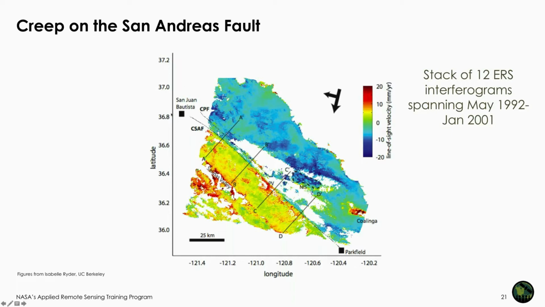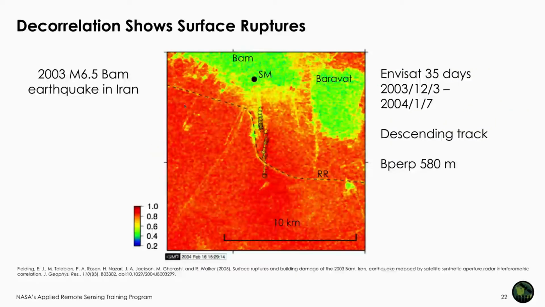You can go to this town of San Juan Bautista and see the places where the fault is pulled apart sidewalks and curbs and buildings due to this ongoing creep. But with the InSAR, we can actually measure it over a large area. As I mentioned earlier, we can also look at the coherence change or decorrelation.